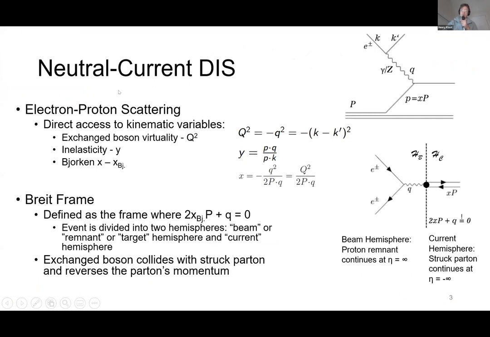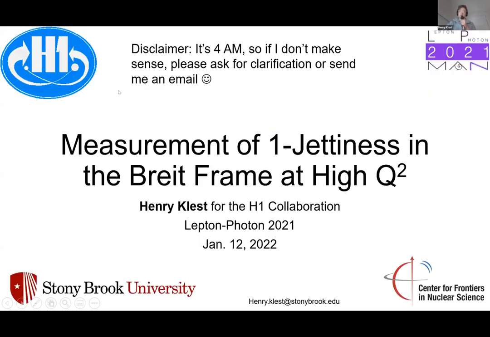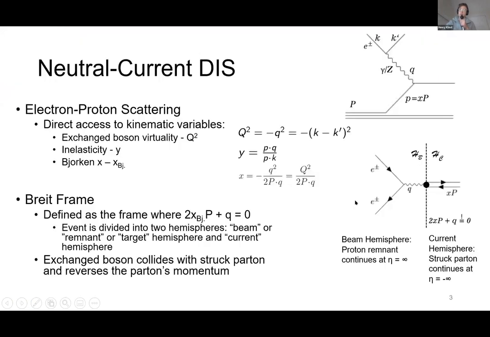All right. So we're looking here at this jet shape observable, the one-jettiness in the Breit frame at high Q squared. At HERA, we're looking at neutral current deep inelastic scattering, which is a clean collision system where we have direct access to the kinematic variables that we know and love, namely Q squared, y, and Bjorken x.